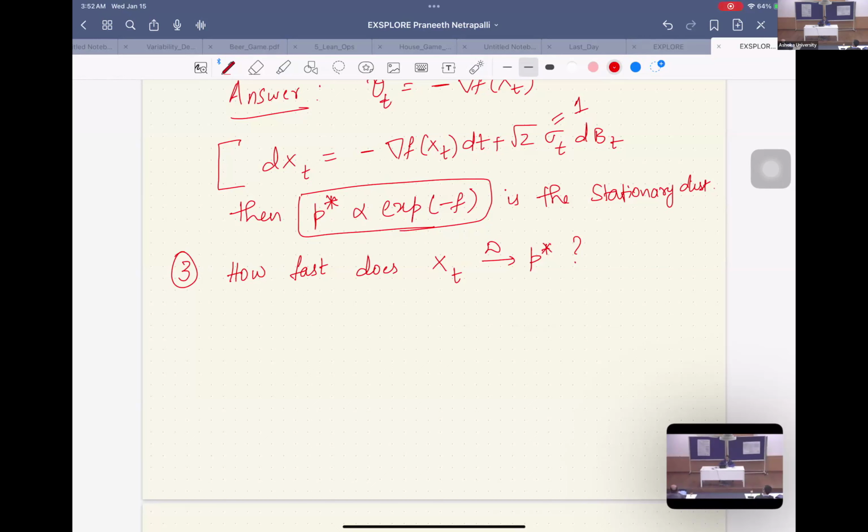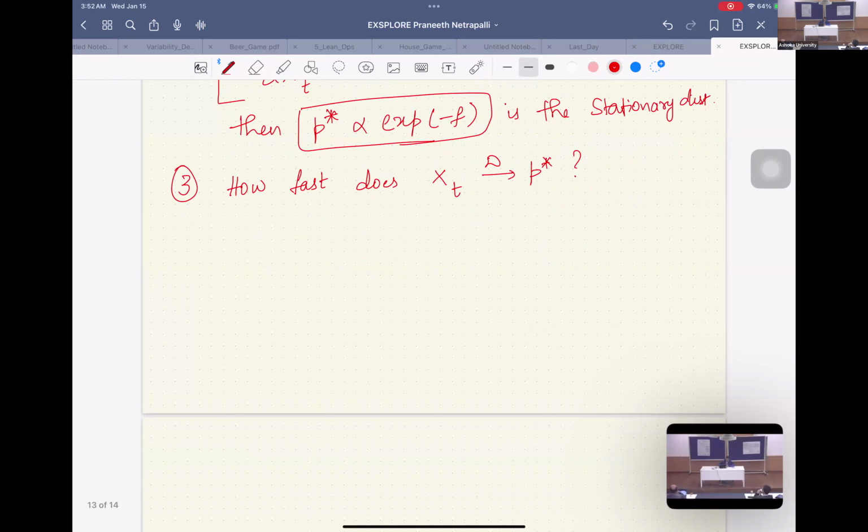Okay, so the third question we will ask: now that we have a method which at infinite time will converge to whatever we want, the natural question is, how long does it take to converge? There are results along this, but usually they require some regularity on P star, for example that it satisfies a log Sobolev inequality. That may be one of the most general conditions.